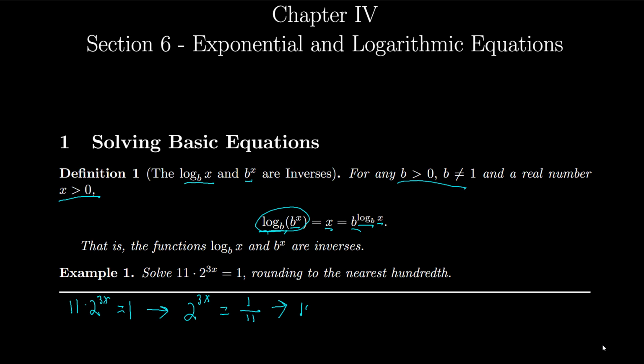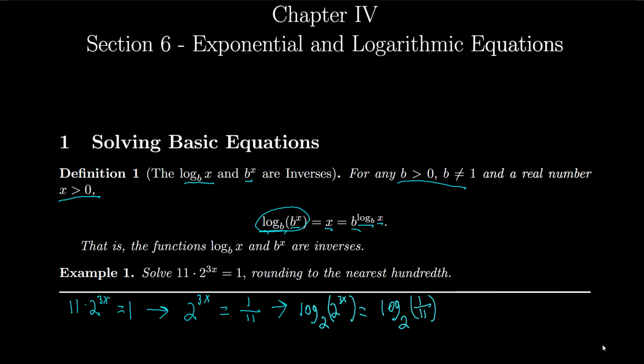So we're going to take log base 2 of 2 to the 3x. Might want to put some parentheses around that. Equals, and if you do something to one side, you've got to do it to the other, log base 2 of 1 over 11. Okay? So that's all we've got to do there.